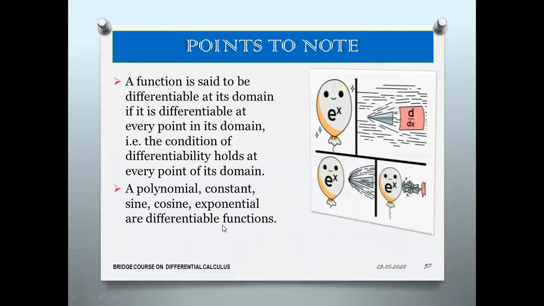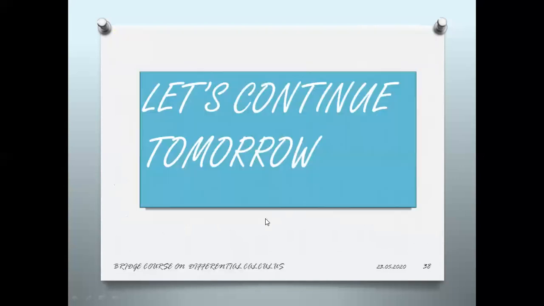Now, next, there are certain points to note. A function is said to be differentiable on its domain if it is differentiable at every point in its domain. That is, the condition of differentiability holds at every point of its domain. So each and every point, not even one point should fail to be differentiable. Each and every point has to be differentiable, then only the whole function is called a differentiable function. Now a polynomial, a constant, sine, cosine and exponential are all differentiable functions.